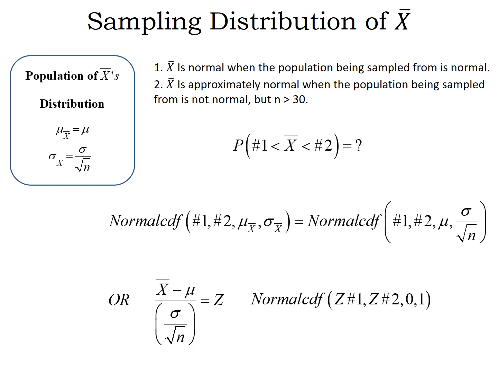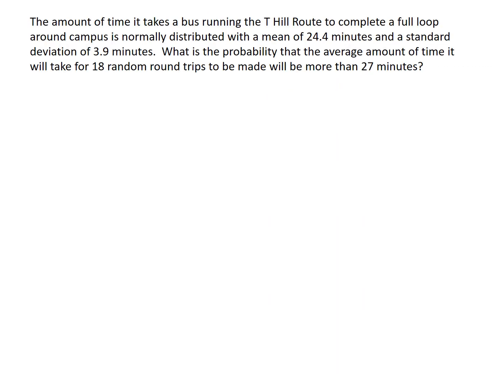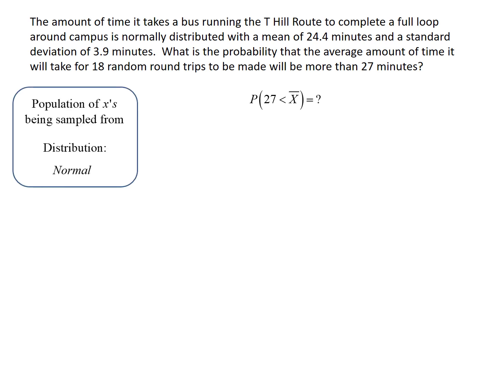Let's look at some examples. You should remember this from the video on how to find the distribution of x bar. All the problems in this video are going to be the same problems we started there. We want to find the probability that the average amount of time it takes for 18 trips is more than 27 minutes. So we want the probability that x bar is greater than 27. To do this, we have to start with the population we're sampling from. Our parent population is normally distributed.